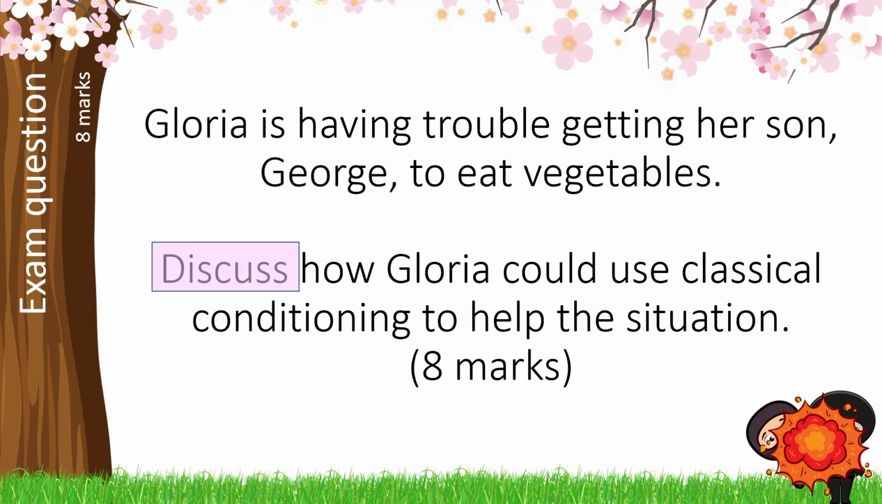This is asking us to do 2 skills, again equally weighted for our 8 marks. One is explanation and one is application. Our explanation is of classical conditioning, so that's still our key terminology, and it's to this situation of Gloria and trying to get George to eat some vegetables.